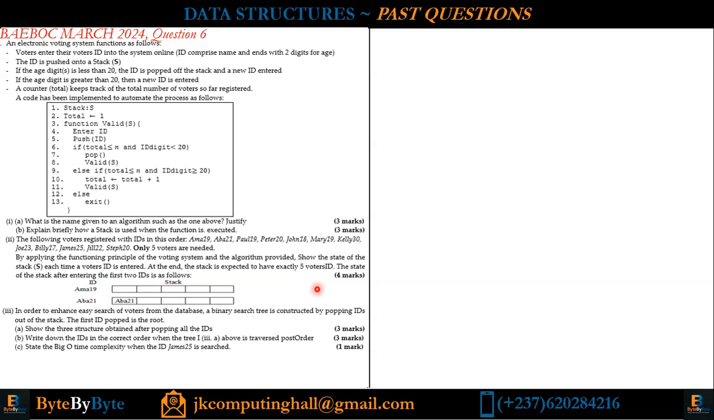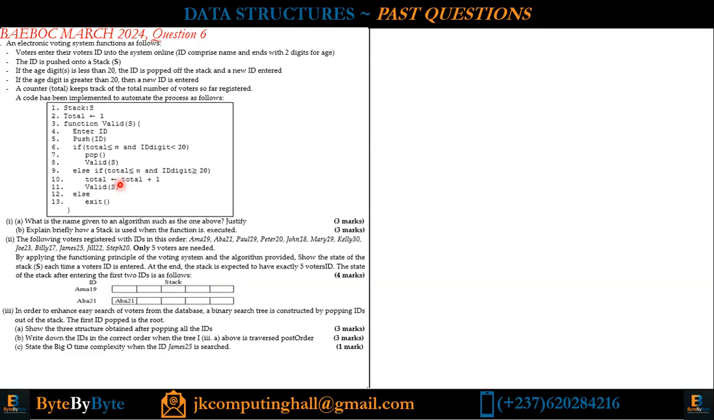So remember here that if the age is greater than 20, then it is saved. Then we look for another one. A counter, in fact a total, keeps track of the total number of voters so far registered. A code has been implemented to automate the process as follows. So this is just for those who do not understand this particular description, because here it's just the algorithm given in step form, whereas here it is in pseudocode.